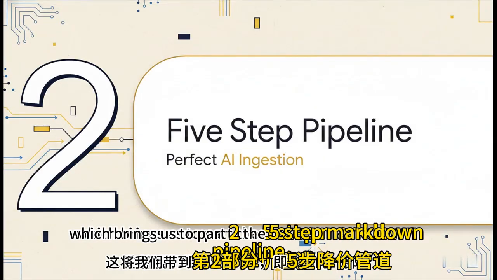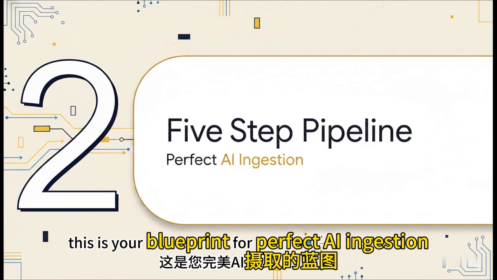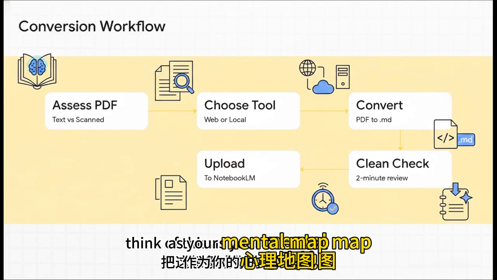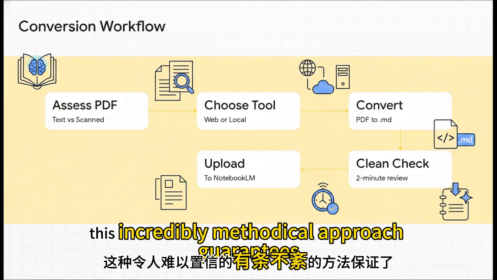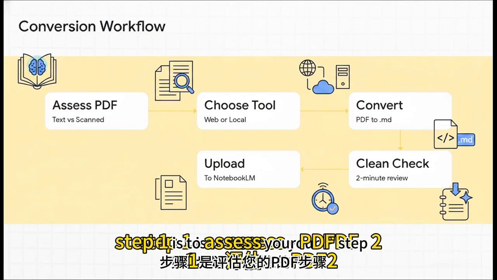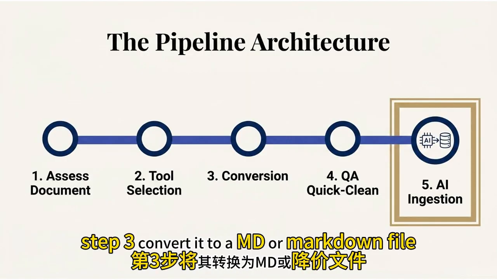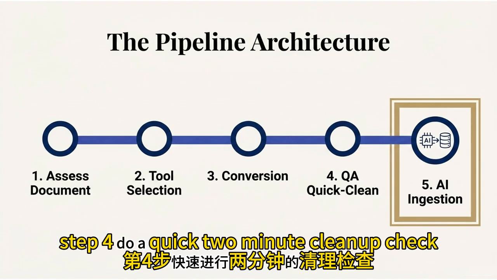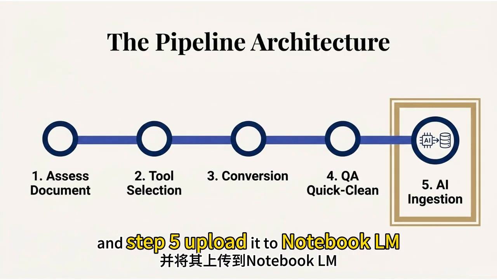Which brings us to part 2, the 5-step Markdown pipeline. This is your blueprint for perfect AI ingestion. Think of this as your mental map. This incredibly methodical approach guarantees pristine data extraction every single time. Step 1 is to assess your PDF. Step 2, choose the right tool. Step 3, convert it to a .md or Markdown file. Step 4, do a quick 2-minute cleanup check. And Step 5, upload it to NotebookLM.